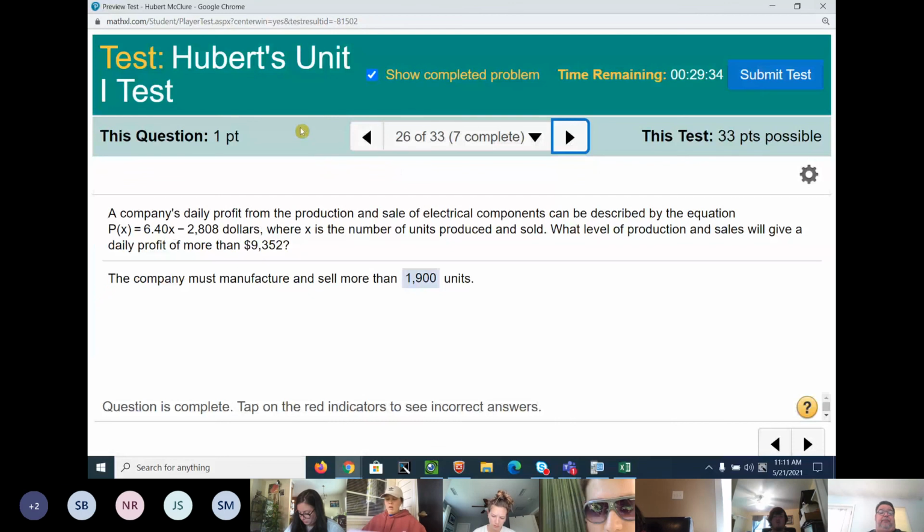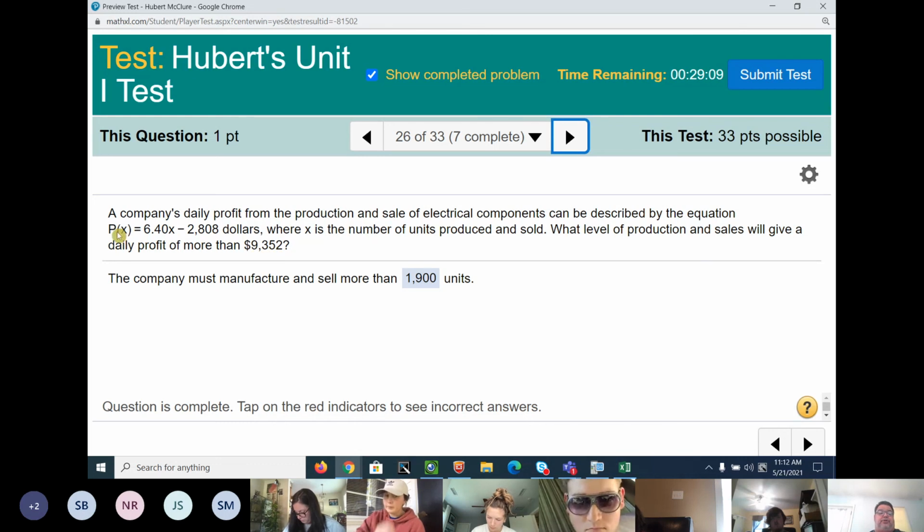A company's daily profit from the production and sale of electrical components can be described by the equation. Here is your equation, where X is the number of units and Y is, what is Y? The production. Okay, I guess, I don't know. What is it? Profit, sorry. What level of production and sales will give a daily profit of more than 95?